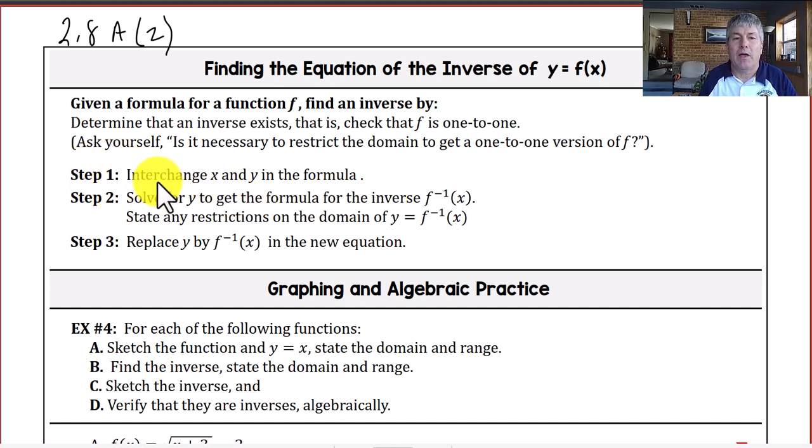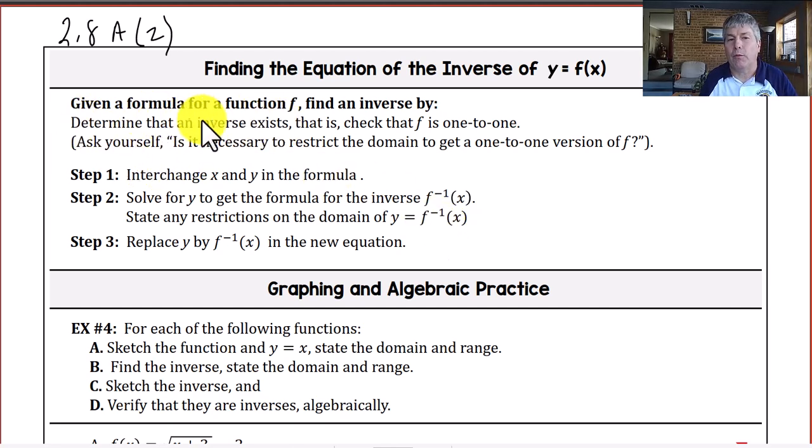The first step is to interchange x and y in the formula. So we'll flip our x's and y's, as we know that's what we do for an inverse function. And then we'll resolve our new function for our new y. So we'll solve for y to get the formula for the inverse. And then we'll state any restrictions on the domain of the inverse.